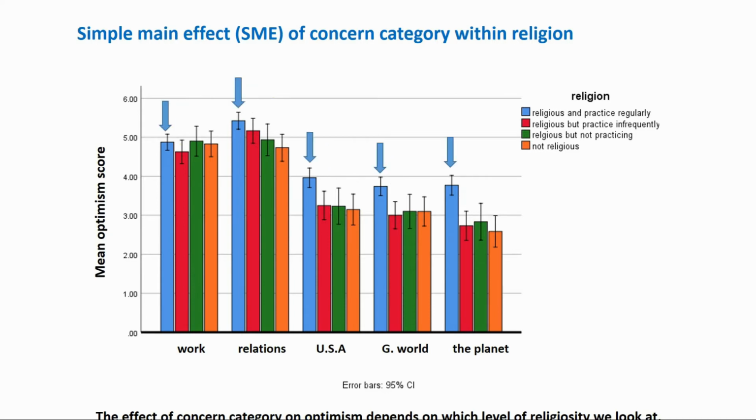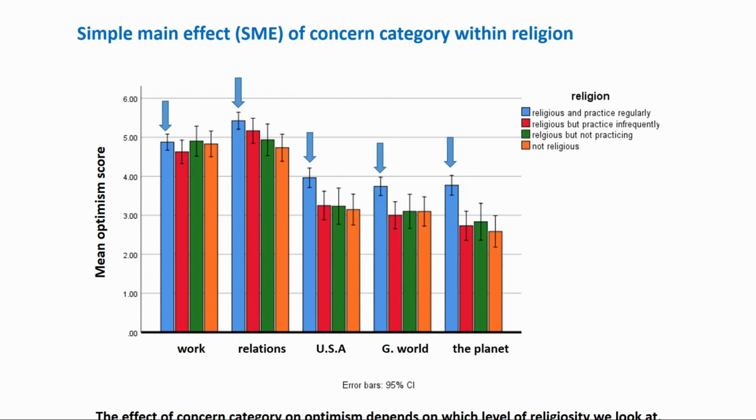Now, if the pattern of differences is the same, so if you get the same story with the blue versus the red, the green, and the orange, then that's not where your interaction effect lies. All right, so you may say, for example, the effect of concern category on optimism does not depend on which level of religiosity we look at. All right, so maybe you're not going to get anything there. The patterns are going to be all the same.